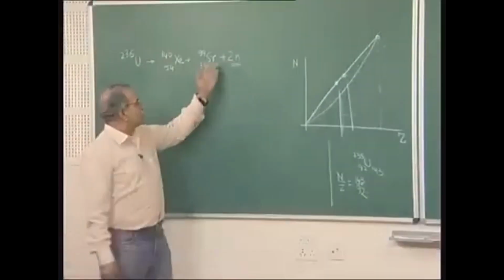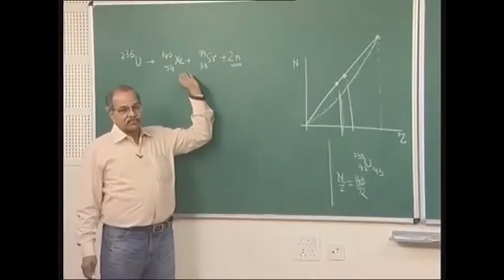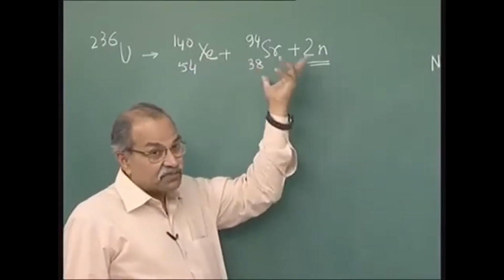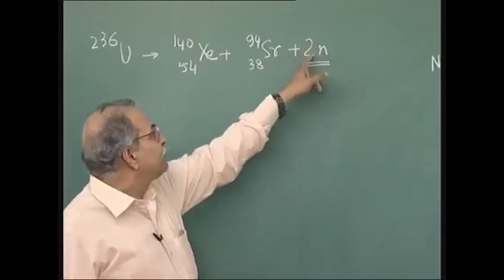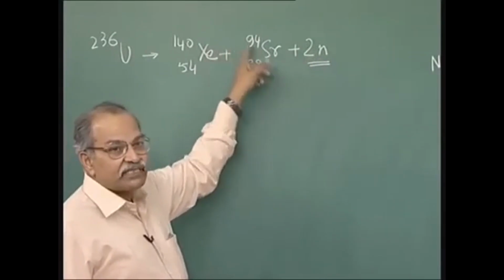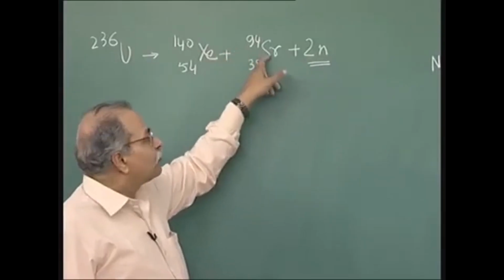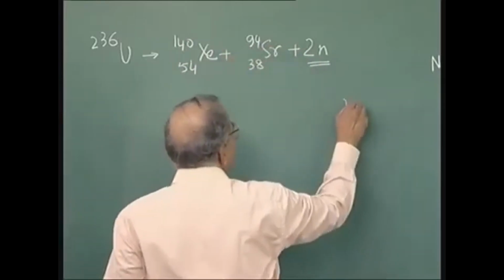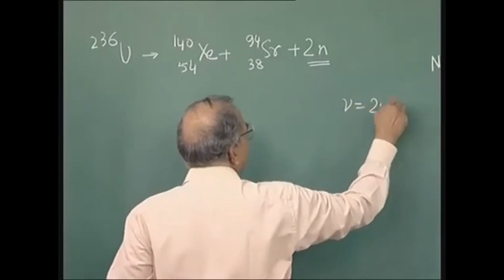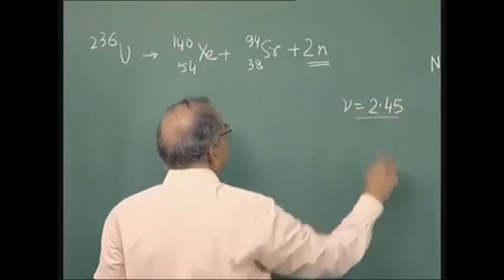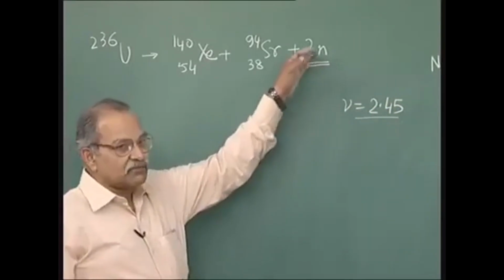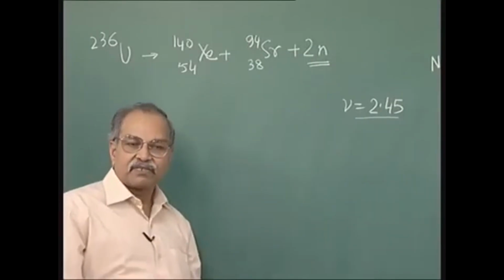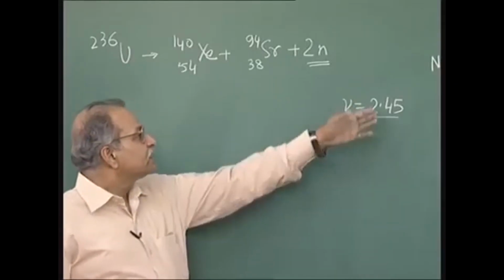In some of the reactions you will have 2 neutrons, in some of the reactions you will have 3 neutrons as well, and in some of the reactions it may be just 1 neutron. So, this number will depend on what kind of fragments it has broken into. On the average, if you take all those possible reactions for uranium 236, this number comes out to be around 2.45 or so. In this reaction it is 2, in some reaction it is 3, and if you take a large number of reactions and average out, that average comes out to be this.